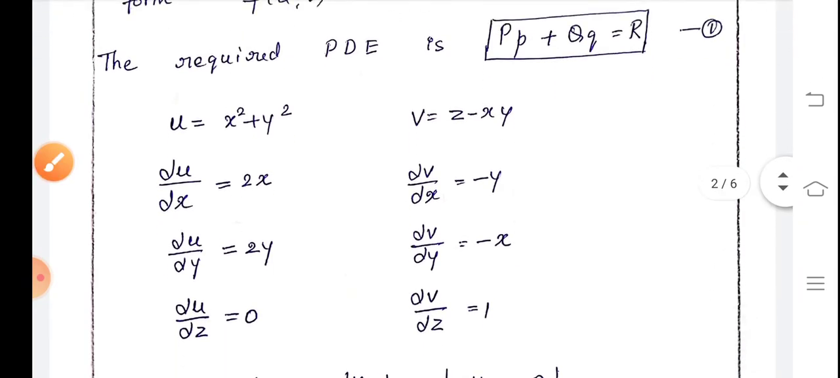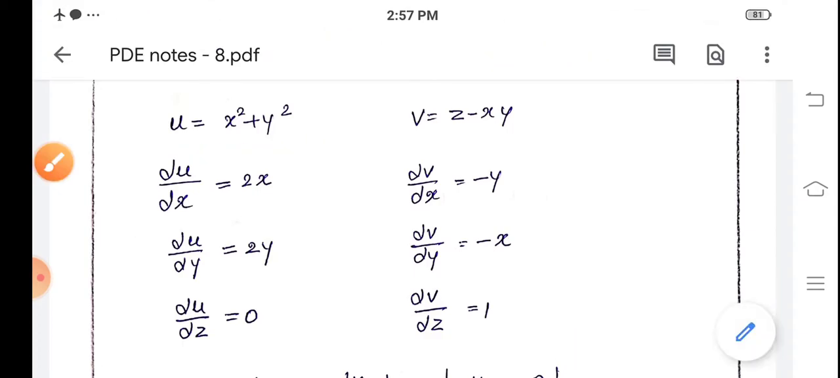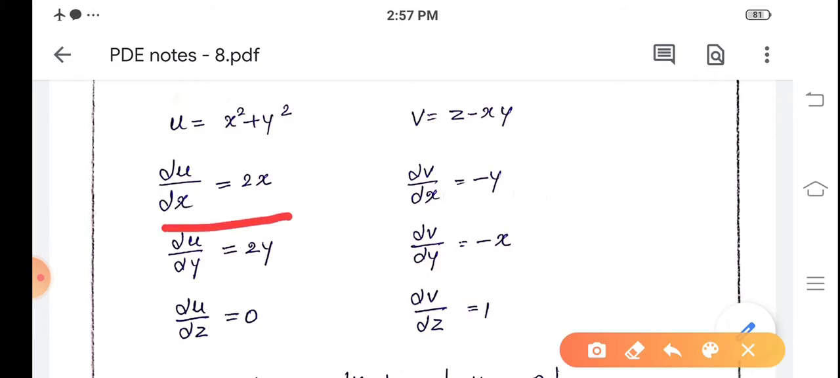Now, we find the partial derivatives of u and v with respect to x, y and z. u is x square plus y square. Partial derivative of u with respect to x is 2x.